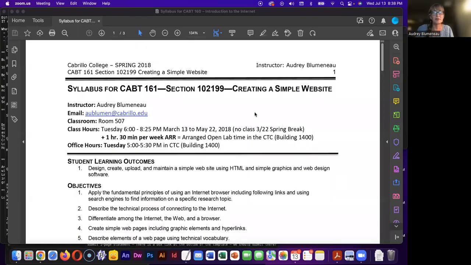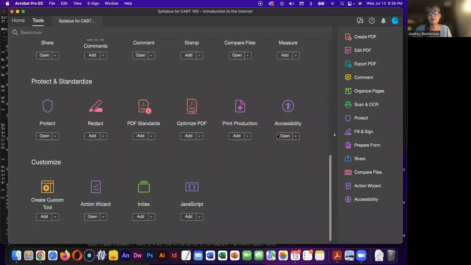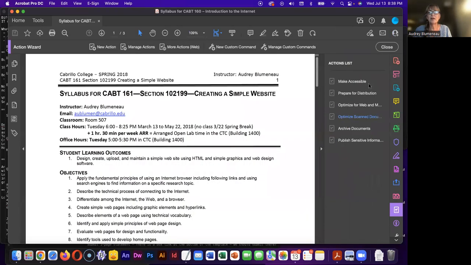Okay, let me share my screen again. Make sure I'm in the right place here. Okay, so you should see my syllabus for Cabot 161. What I do is go to tools and scroll down to accessibility, but I usually go to the action wizard at the bottom here, and on the right, it says make accessible. And so I will run through this.